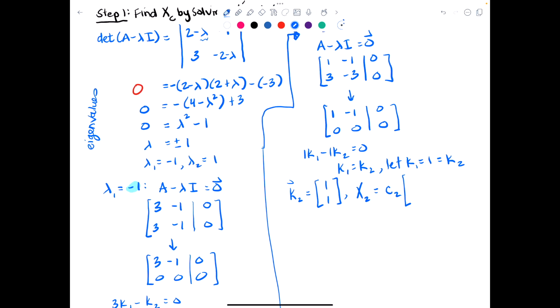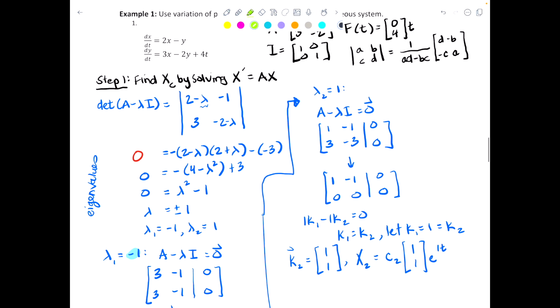That means X2 has to be C2 times 1, 1 times e. This time our eigenvalue was 1, so we would get e to the positive t. That's where we got this 1, and we were plugging 1 in here, and that's where we got those values. Cool?